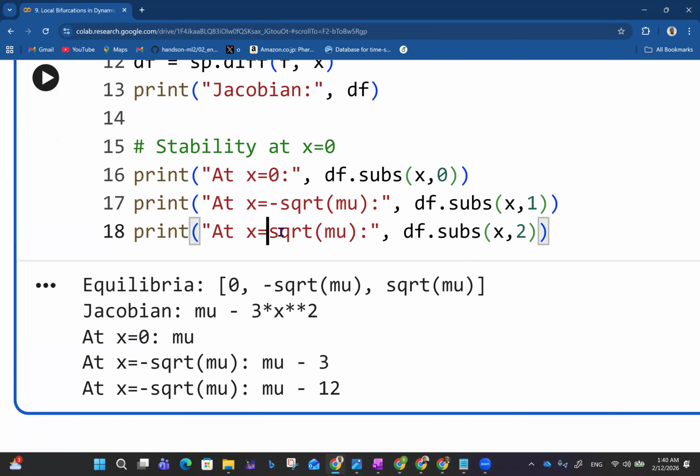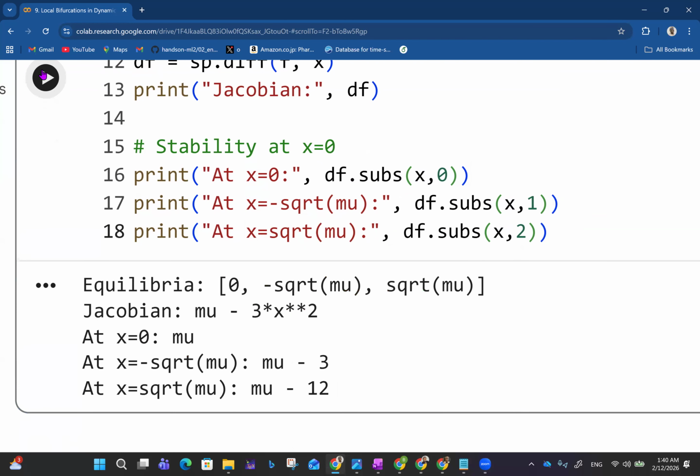Okay, this is plus now, because the first value is 0. So if you put 0 here, you get mu. If you put minus square root of mu, so if x is minus square root of mu, if you square that, that would just be mu minus 3 mu. Is that making any sense?